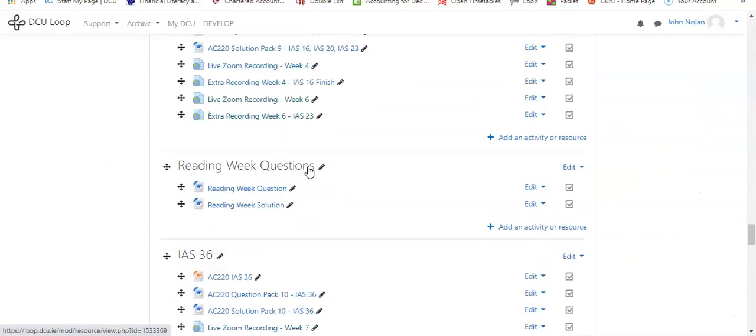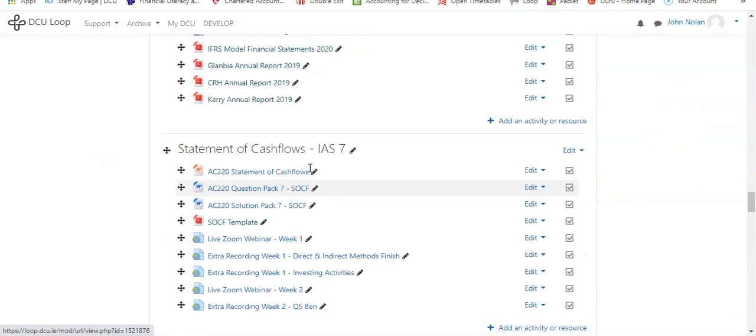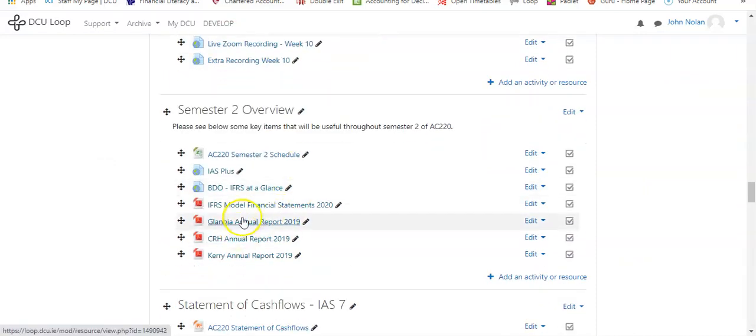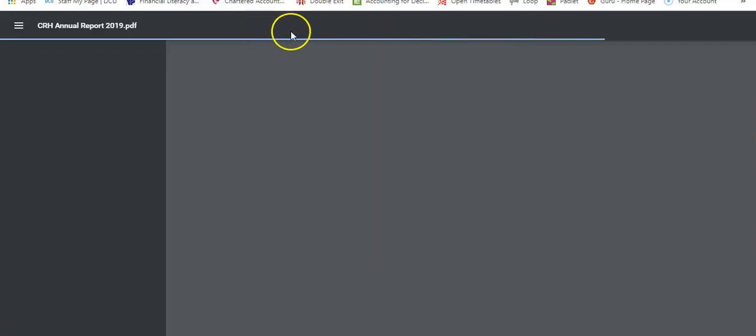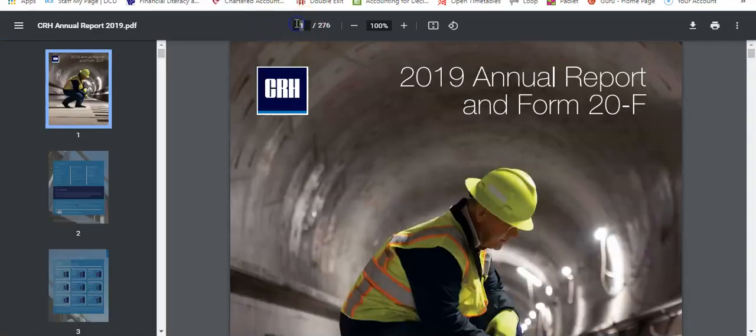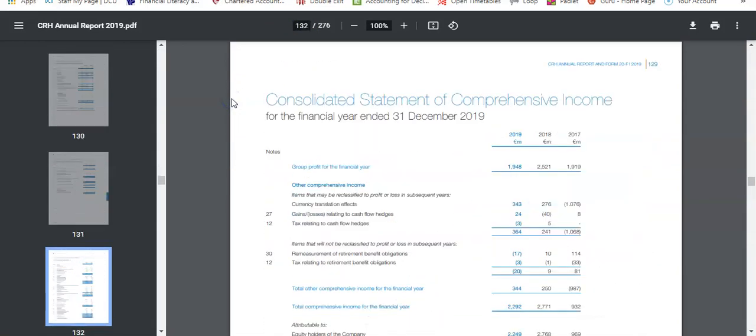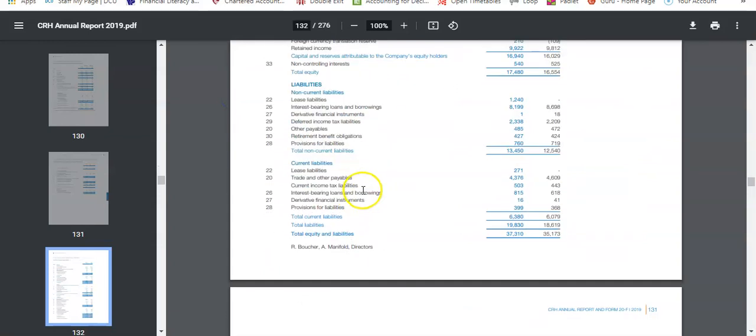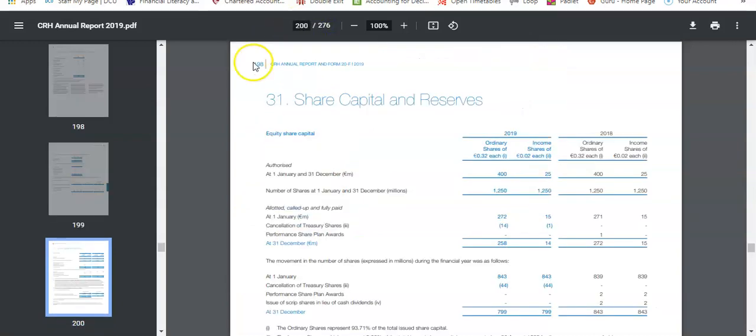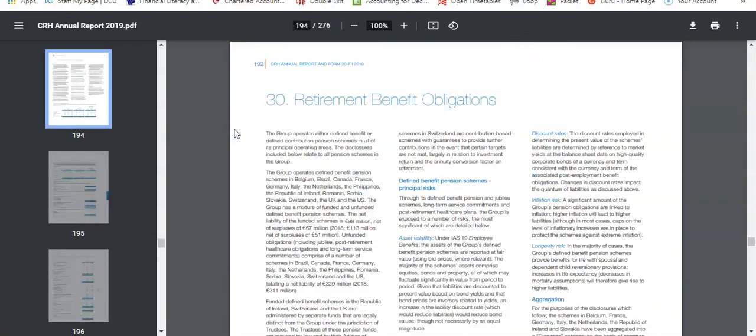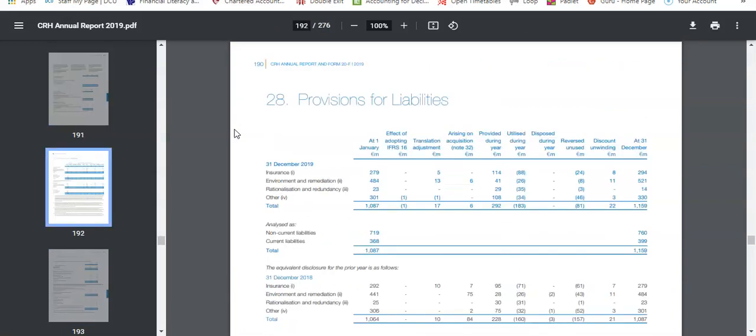The other one that might be interesting to look at would be, for example, CRH, because remember they're a buildings company. They might have some quarries and whatnot as well. So can we get provisions on the financial statements? You're looking for them in liabilities. So the balance sheet, liabilities, provisions, note 28, current and non-current. So if we take a guess here, can we get to note 28? Not too far off. There's your provisions.